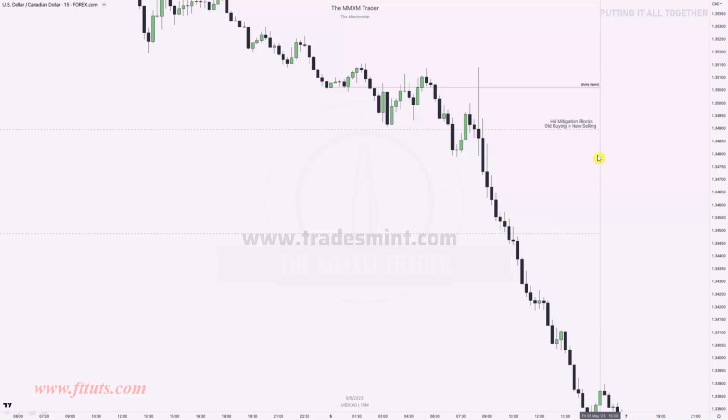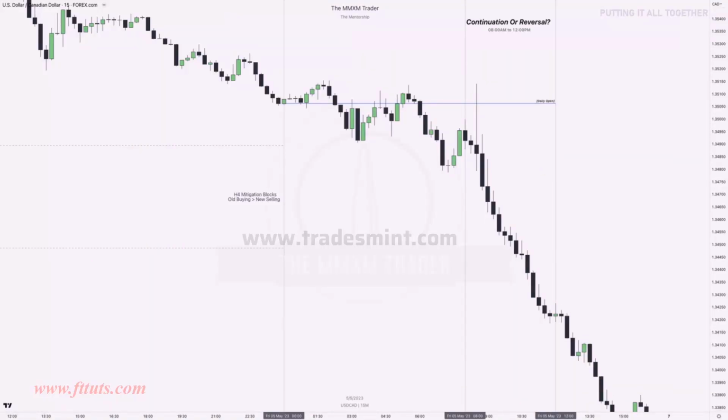So now we're going to a 15-minute chart, right? And remember that old area of buying, that bullish order block to the left of our chart. We outlined that in time to the right, and over here we can see a new area of selling occur. Now, what do we wait for?